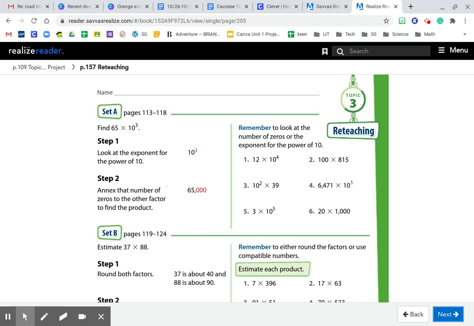65 times 10 to the 3rd. First, we're going to figure out what 10 to the 3rd means. And remember, it means 10 times 10 times 10, which is 1,000. So remember to look at the number of zeros for the exponents for the power of 10. So solve a simpler problem. 12 times 1 is 12, and the exponent will tell me that I need to put 4 zeros on that problem.